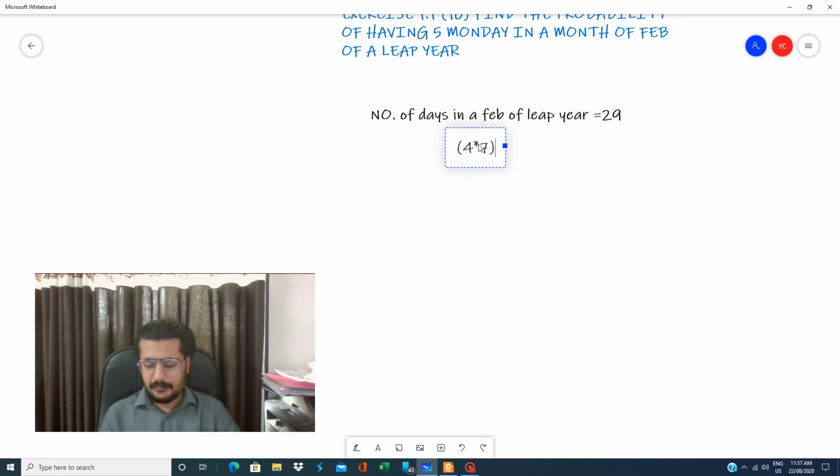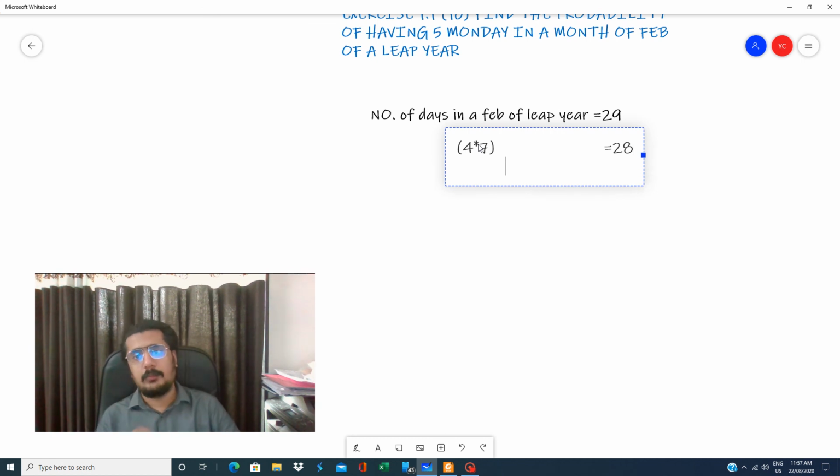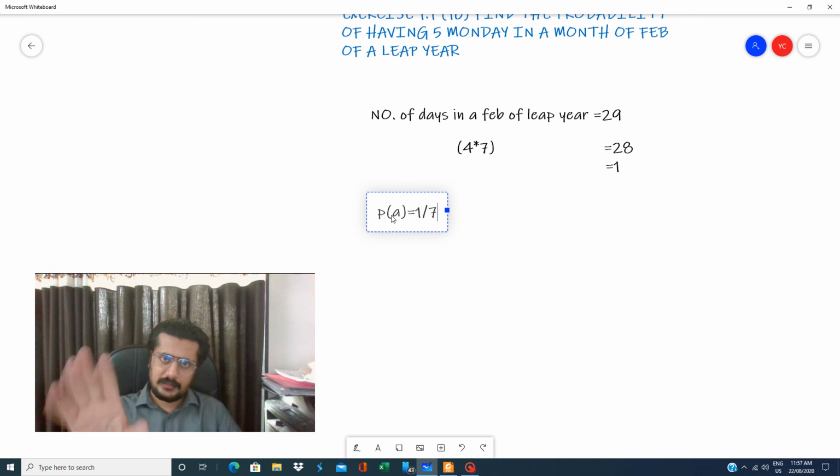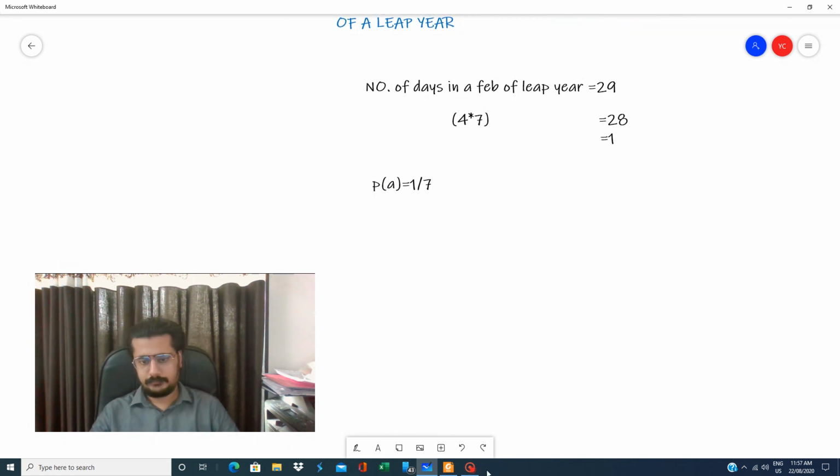What does this 28 mean, sir? This 28 means that there are 4 Sundays, 4 Mondays, 4 Tuesdays, 4 Wednesdays, 4 Thursdays, 4 Fridays, 4 Saturdays. Now, if I want a fifth Monday, then this one day is left. If Monday comes on this one day, then Monday will occur the fifth time in the month. So the probability of Monday is 1 upon 7. There are 7 total possibilities and Monday is one of the 7, so it's 1 by 7.